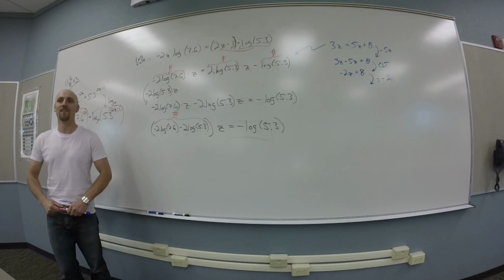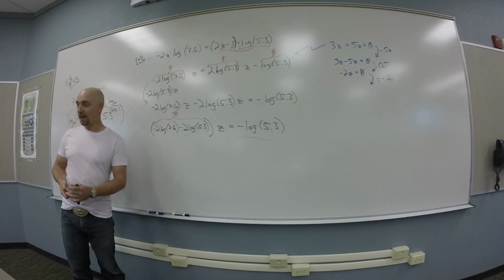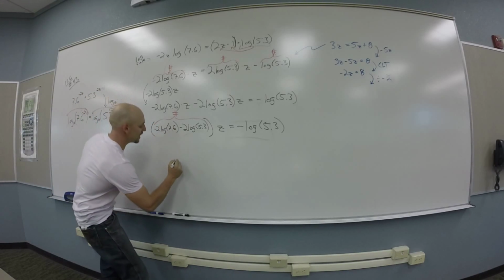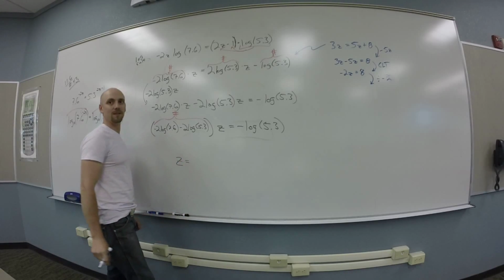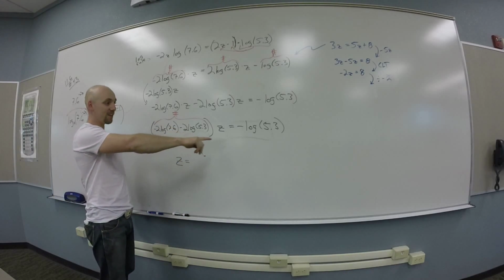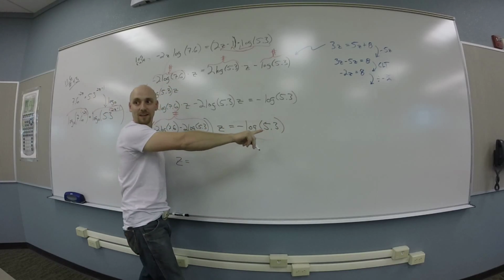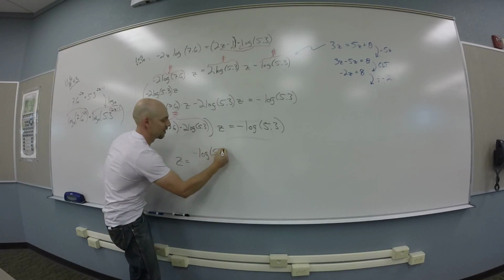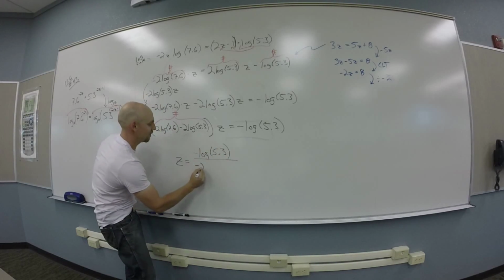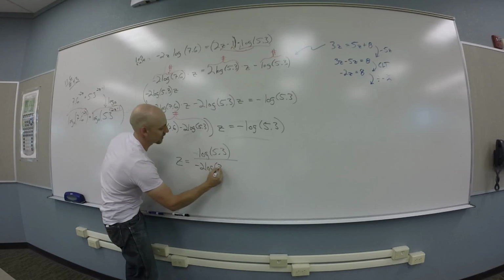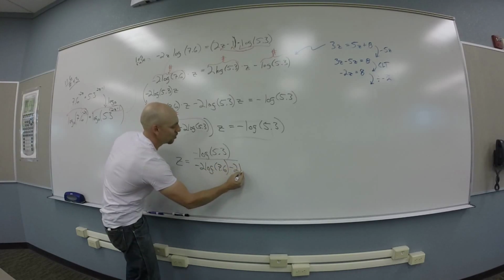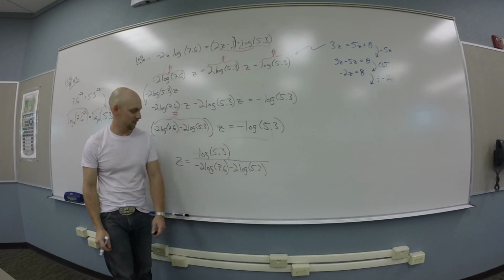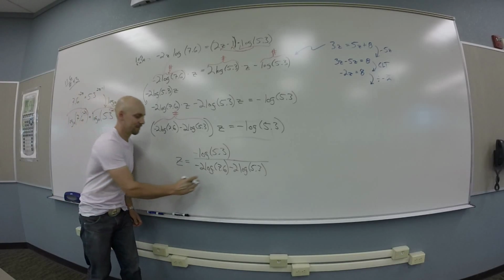So are you going to divide that left side? Yeah. So I'm going to divide through by all that jazz. So I'm going to get z is this number over that stuff. So it's negative log of 5.3 divided by -2 log of 7.6 minus 2 log of 5.3. That's what z is, but what does it mean?